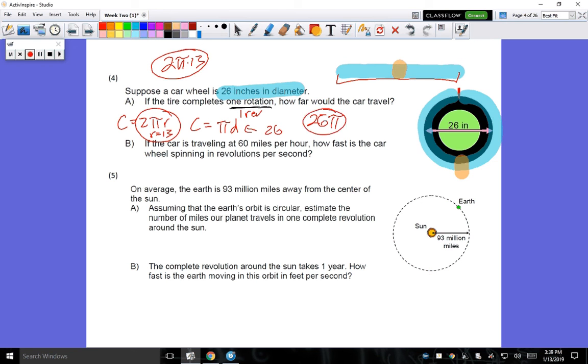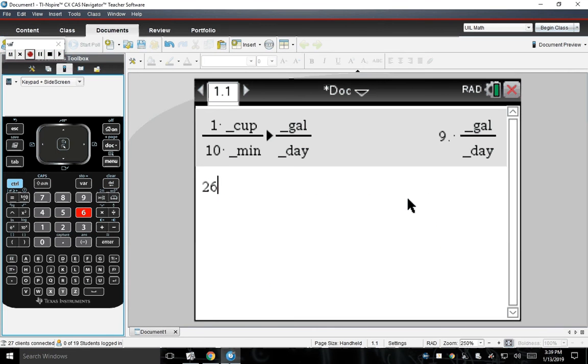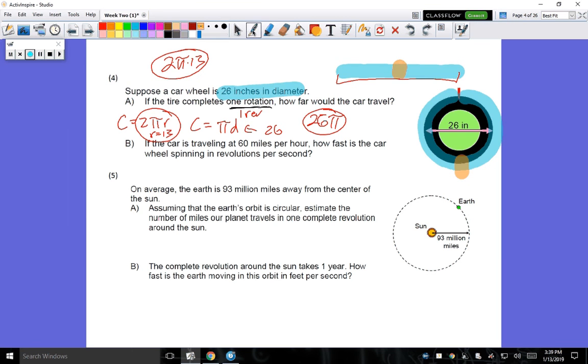So let's go ahead and do this in our calculator and see what 3 decimals gives us. 26 pi, control enter, and then go up and grab those 3 decimals. 681. So we're looking at 681 as the 3 decimal places, so it's 81.681 inches is what this would lay out to be as far as the distance traveled.